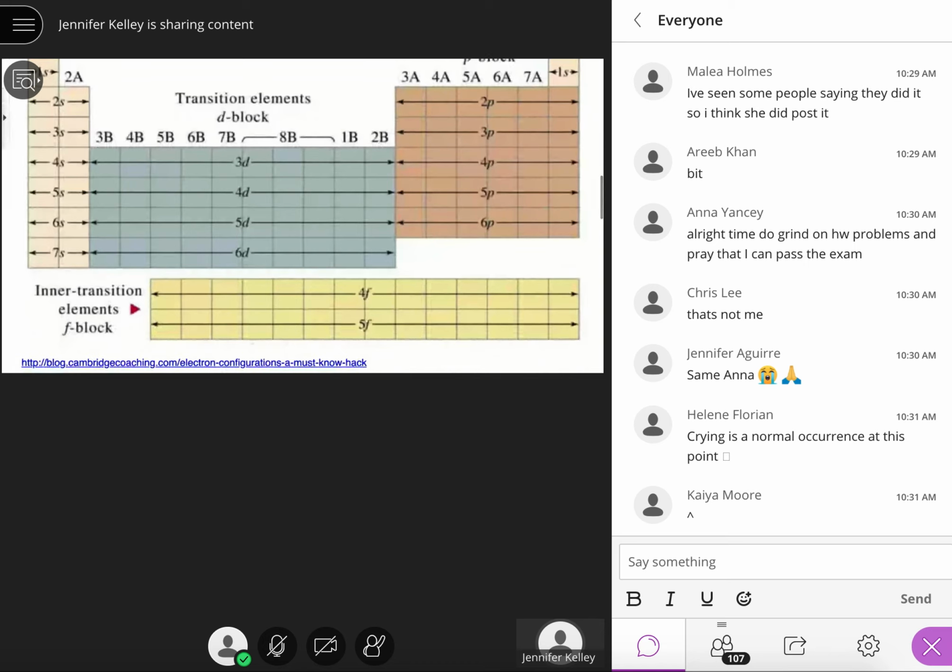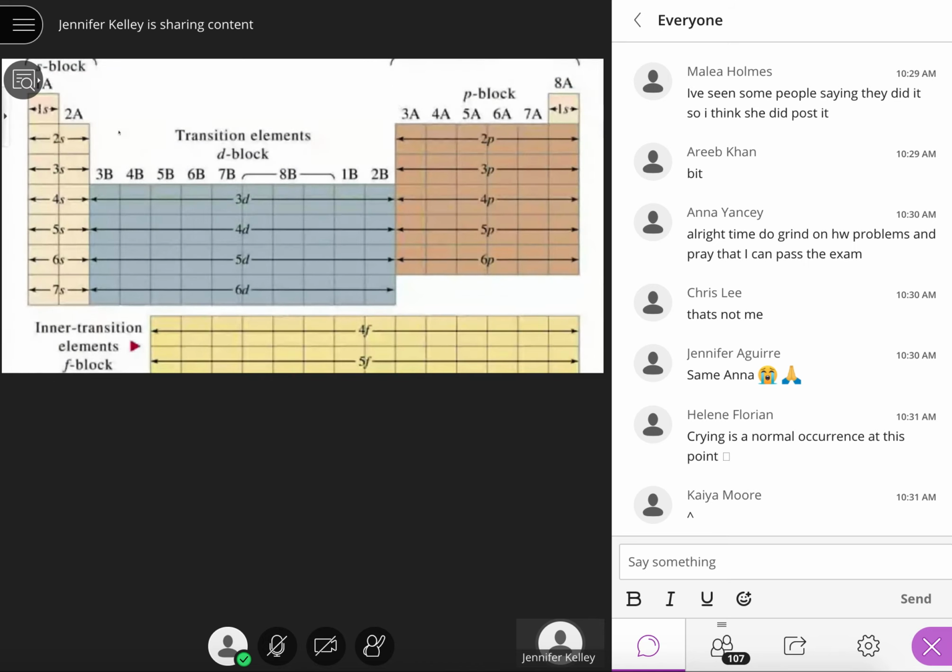And then I've been telling you guys that there are 2 different numbering systems, and this periodic table here shows you the AB numbering system, which is more useful. You don't have to worry about the B numbering system too much because it's not terribly useful right now. But if you look at the A numbering system, it's 1A, 2A, 3A, all the way to 8A.